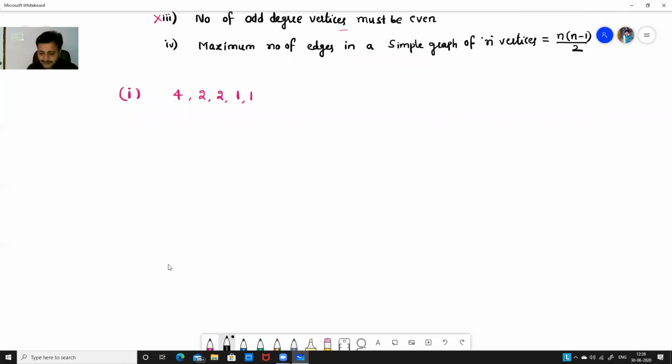So the plotting method says that you can take 5 vertices now because there are 5 vertices. Let me take 5 vertices. And there is a vertex which is having degree 4. So I can say there is a vertex which is having degree 4.